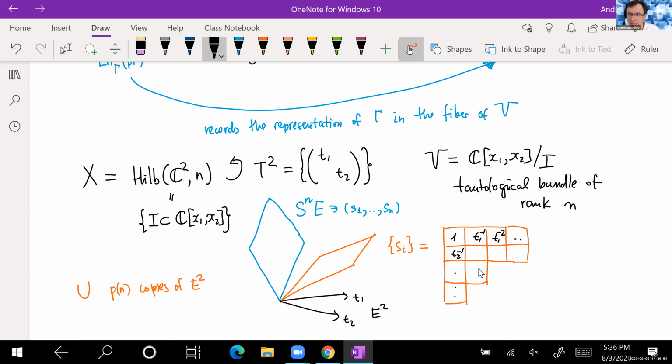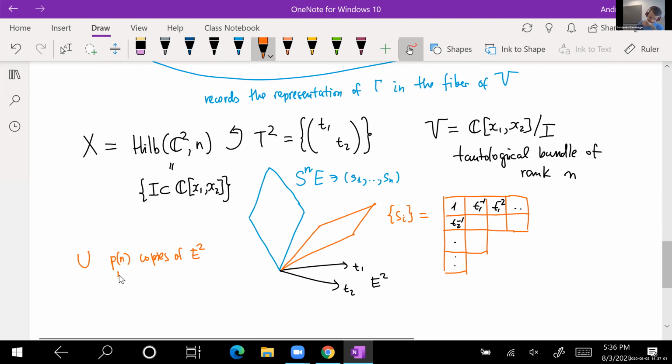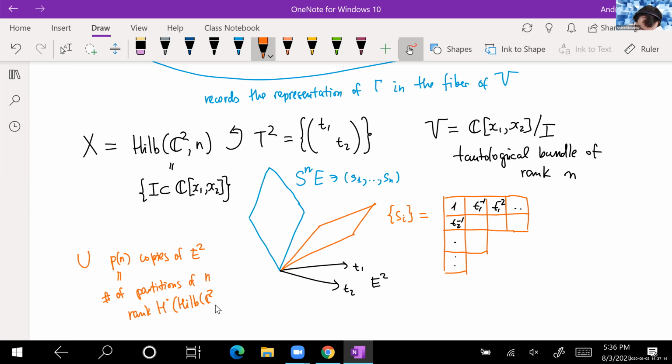What is P of n? Oh, number of partitions. This is the number of partitions of n. So this is the same as the rank of cohomology of the Hilbert scheme. Just so I understand what's going on, you're describing the elliptic cohomology of X by using this map to the Chern roots of the tautological bundle. Is that right? That's right.